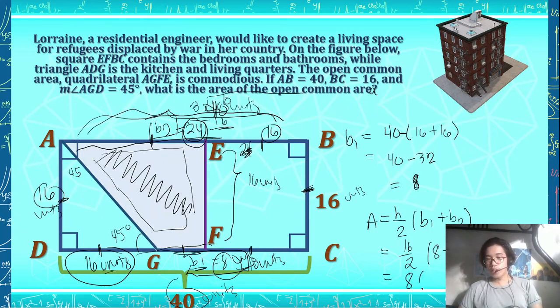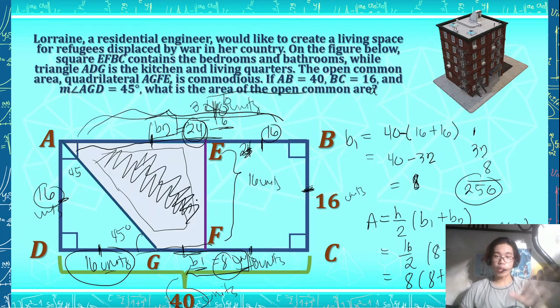This is going to be 8 times 8 plus 24, so that's 8 times 32. And what's 32 times 8, guys? That should give us 256. So what's the area of the white commons area in this apartment for the displaced refugees? That's going to be 256.